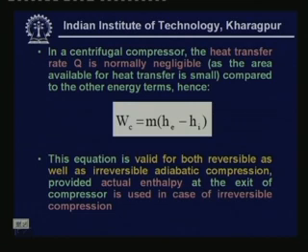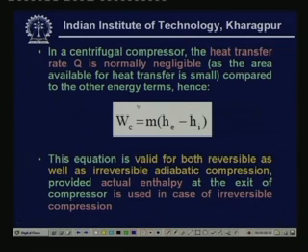So this equation is valid for both reversible as well as irreversible adiabatic compression, provided the actual enthalpy at the exit of the compressor is used in case of irreversible compression. That means this is for both reversible as well as irreversible. If you are using reversible, then this will be the isentropic enthalpy rise. If it is irreversible, then you have to use the actual enthalpy at the exit of the compressor. That is the difference.